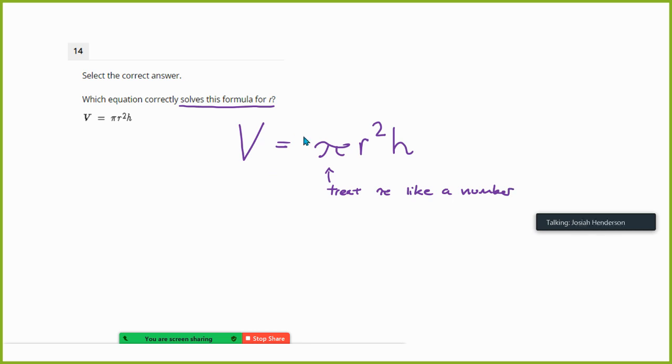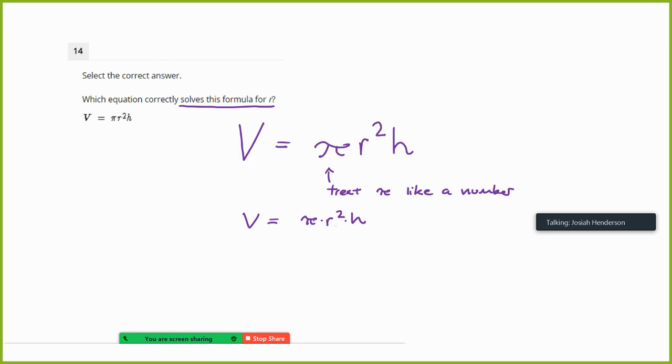So we want to just rearrange this so it says r equals. So we just need to get everything away from the r squared, and then we want to take the square root so that it's r and not r squared. So let's do that. I'm just going to rewrite it how it starts. Remember, these are all being multiplied: pi times r squared times h.